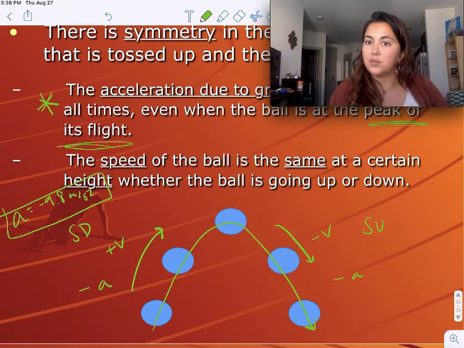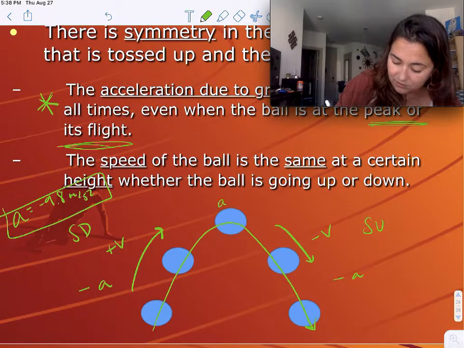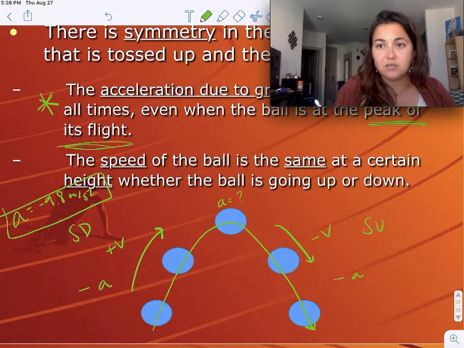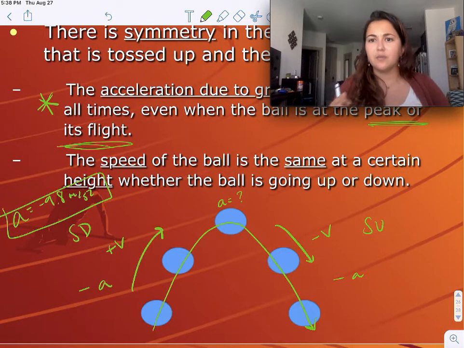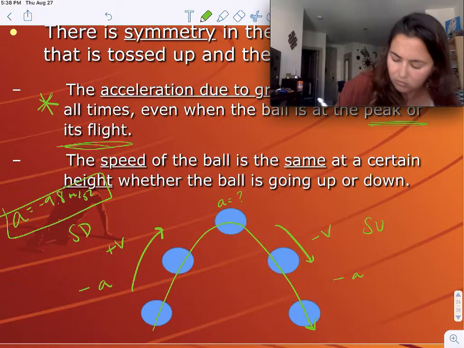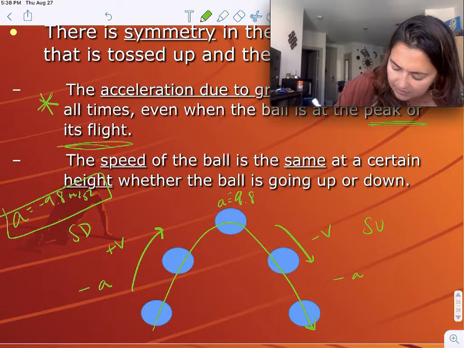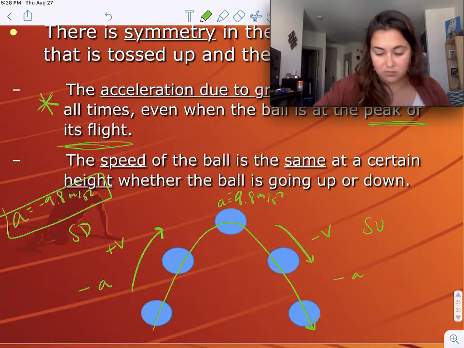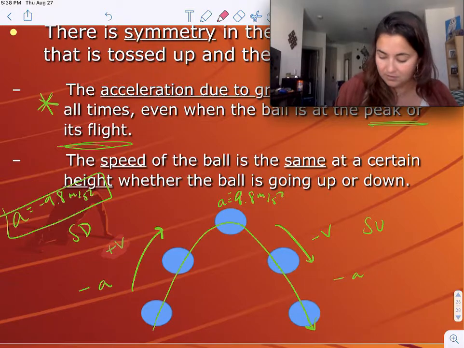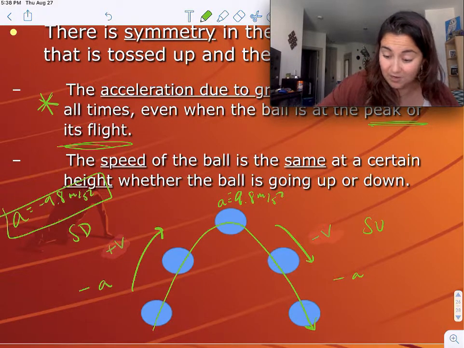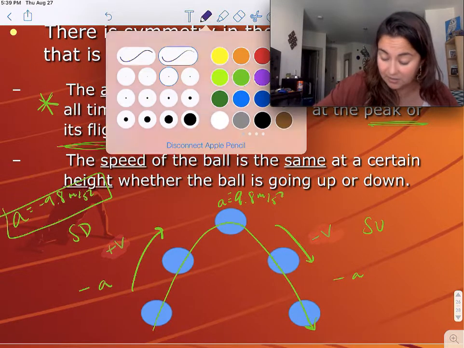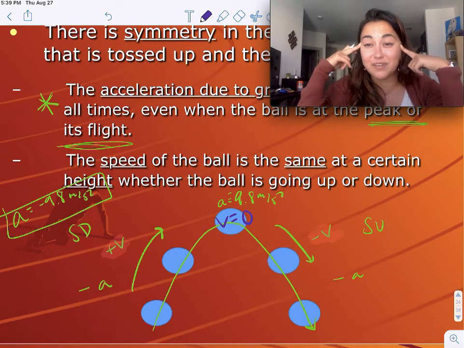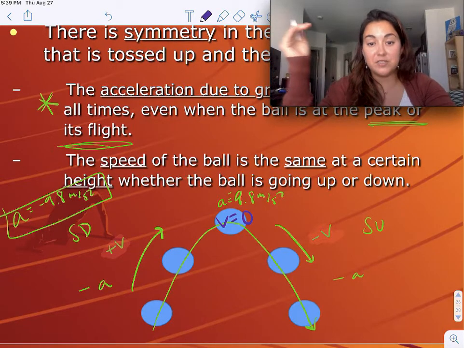A question that might trip some of you up is, what is the acceleration of the ball at the top? The acceleration is because of gravity. Does gravity just turn off because I tossed something in the air? No! It's negative 9.8. Is it 0 at the top? The ball went from positive velocity to negative velocity. Velocity is the one that's 0. So please don't mix up the two.